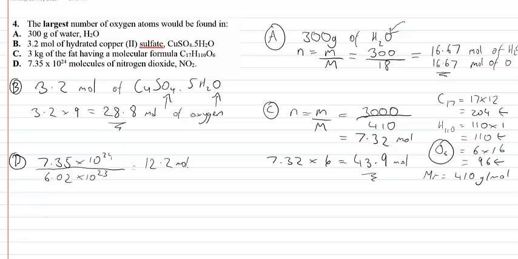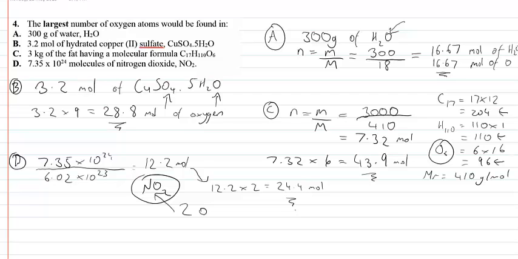Now, again, we need to be aware that in nitrogen dioxide, for every molecule of NO2 we have, there are 2 oxygens. So if we have one molecule of NO2, there are 2 oxygen atoms. If we have 2 molecules, there are 4 oxygen atoms, and so on. So to find out how many oxygen atoms there are in total, we do 12.2 multiplied by 2, which will give us 24.4 mole of oxygen atoms.